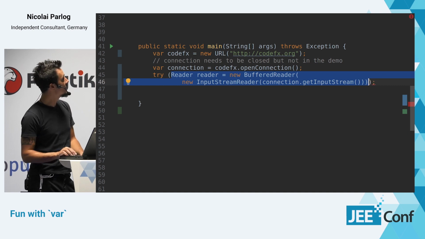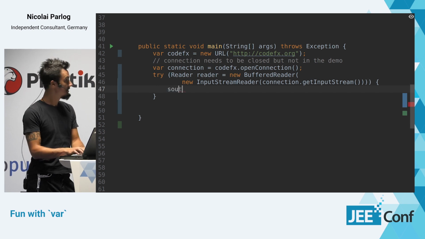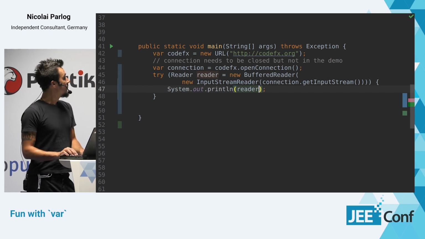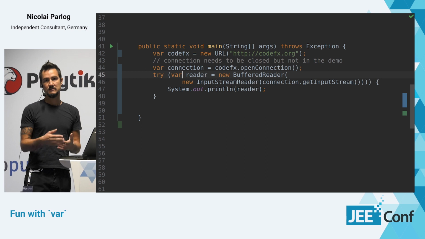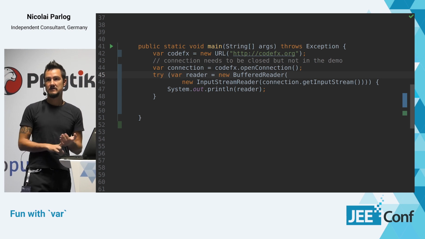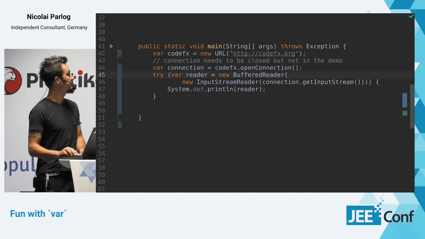Let's see. I think, right. So now we have a try statement. And now here we can use reader, right? Here we can also use var inside a try statement. And that's really it. That's really all the places where we can use it. For local variables, inside try with resources block, and for loops. And that's the use case there.